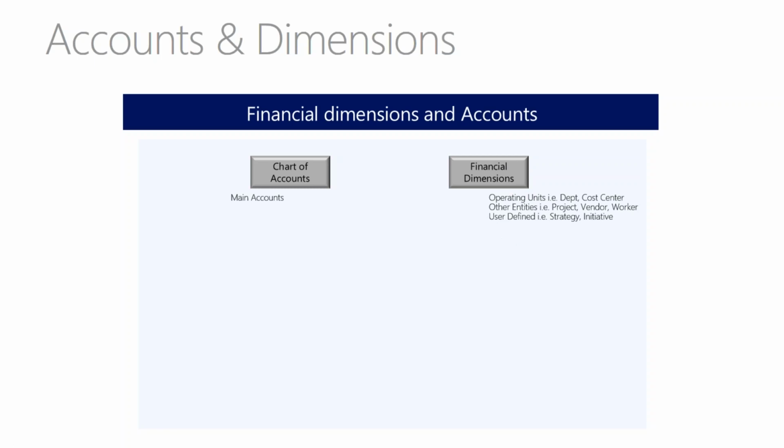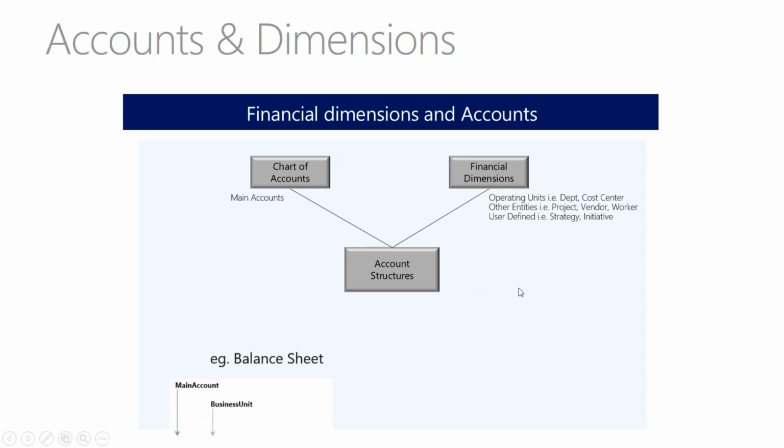So you can think about that as if you're eventually going to want to produce a P&L or a balance sheet or anything of that nature by any of those dimensions, then you can very easily set up a dimension and then report off of that very easily. So again, those two elements combined make what's called an account structure.